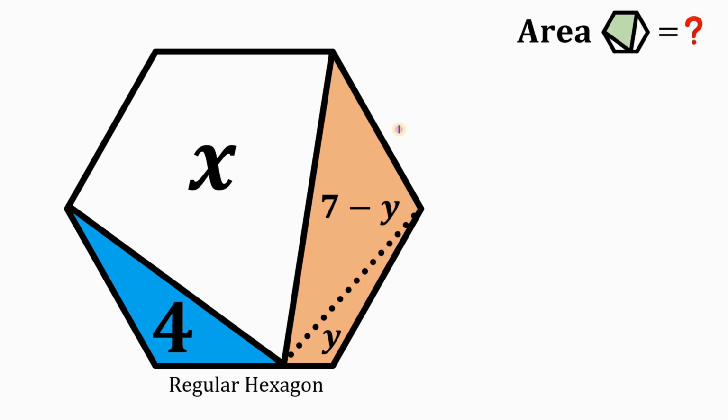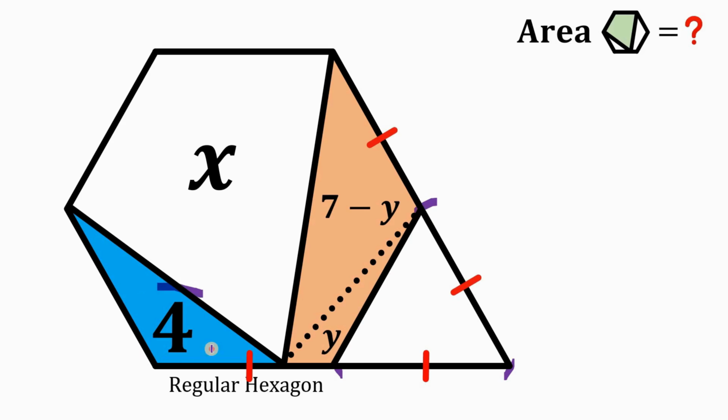And now from here, what we're going to do is to extend these two sides of our hexagon like this. Now, take note, these two sides are congruent and these two sides are congruent because this triangle right over here is an equilateral triangle, also an equiangular triangle. Now from here, we're going to focus on this triangle having an area of 4 square units, and also focus on these two segments that are congruent.